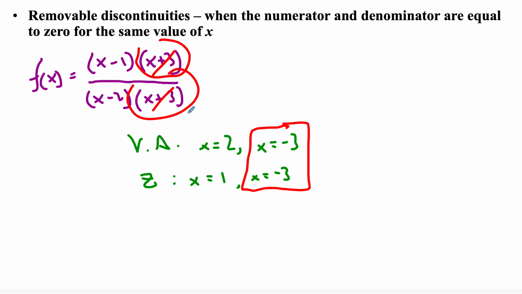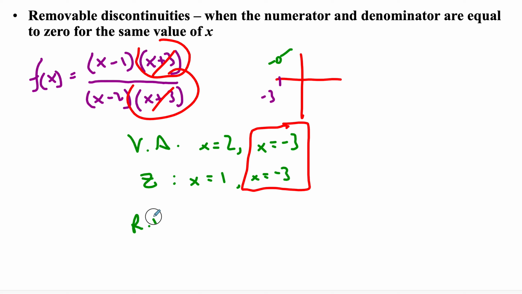But here's the deal. Removing them is fine. That's the removable part. It can be factored out, canceled. But that also means that it's still undefined at that point. So if we were to look at this graph at x equals -3, something interesting happens. It's very hard to see on a graphing calculator or in Desmos, but at -3, there's going to be a hole in the graph. In other words, it's going to keep going, but there's going to be a hole there because it cannot be at the same time a 0 or a vertical asymptote.